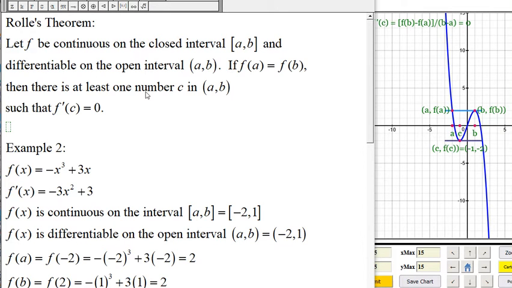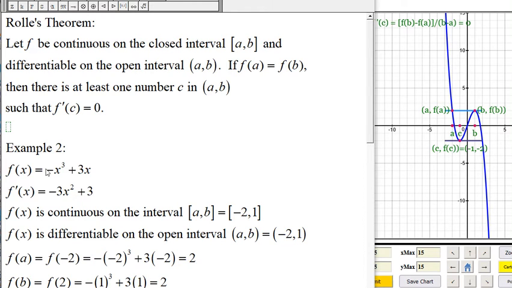Here we have Rolle's theorem, and we want to illustrate it with this example. Rolle's theorem says that if we have a function that is continuous on the closed interval [a, b] and differentiable on the open interval (a, b), and if f(a) is equal to f(b), then there is at least one number c in the open interval (a, b) such that the derivative at c is equal to 0.